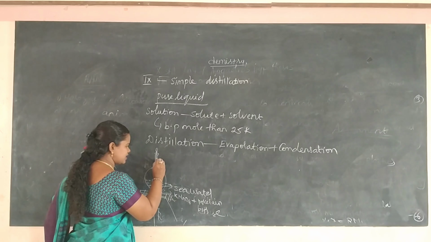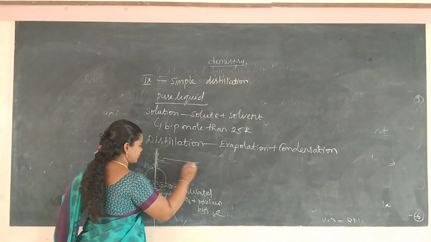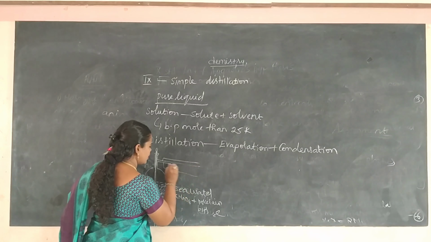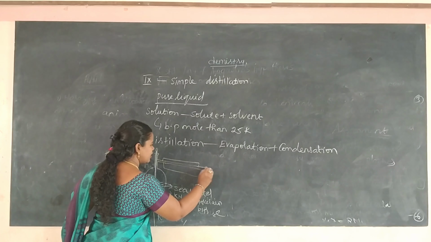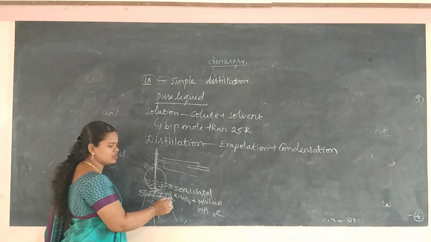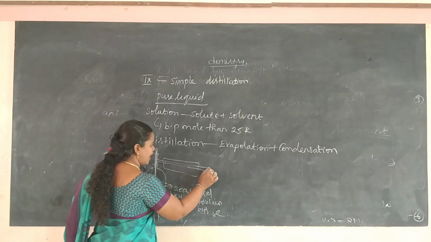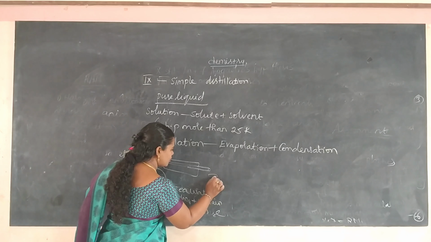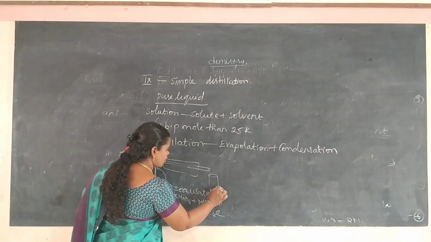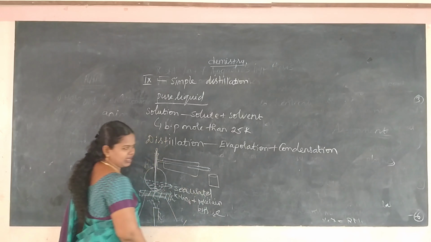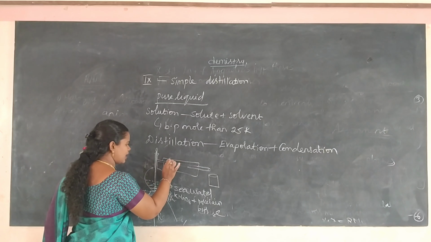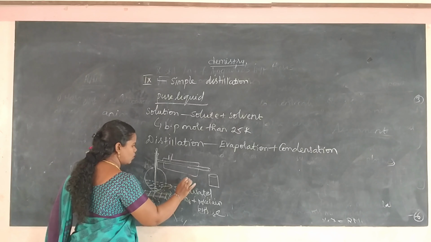This round bottom flask is connected to a condenser. What is the use of this condenser? It will condense the hot vapour into cold liquid. Below the condenser tube, you place a beaker, and this condenser will have one inlet and one outlet.